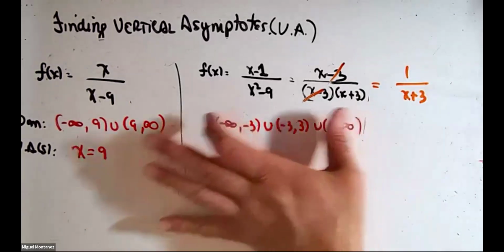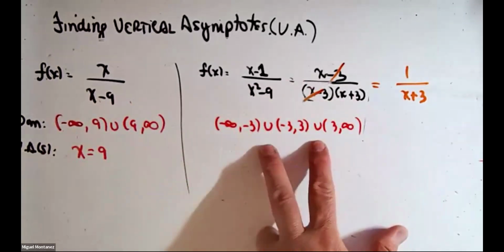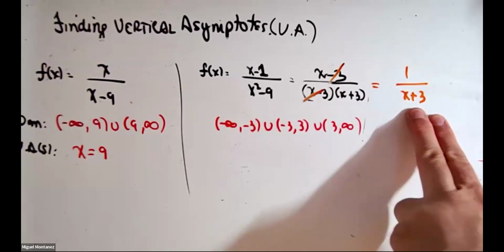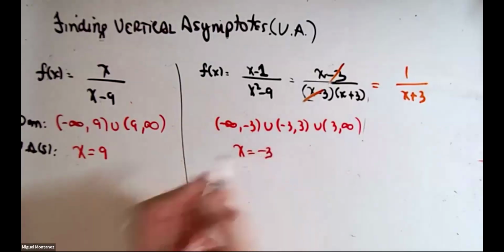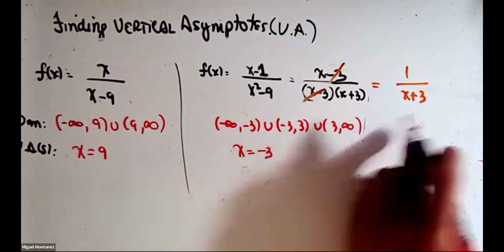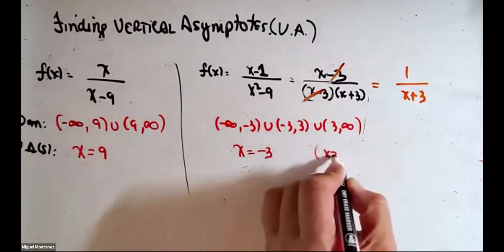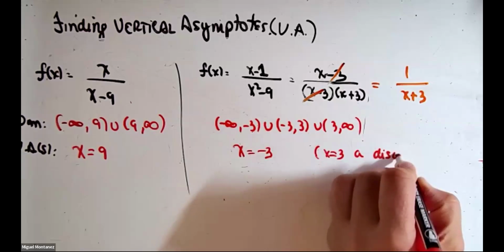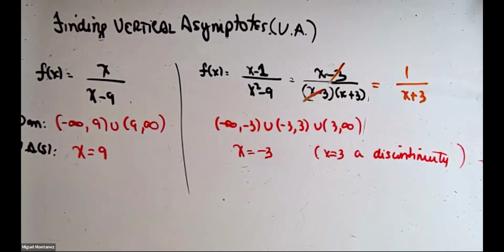The domain, of course, is the same thing as before. It's the same denominator, x minus 3, x plus 3. So we maintain the same domain. However, in its simplest form, the only number that makes my denominator 0 would be x equals negative 3. Notice that we lost x equals 3. So at x equals 3, we'll experience a discontinuity, or we call it a hole.